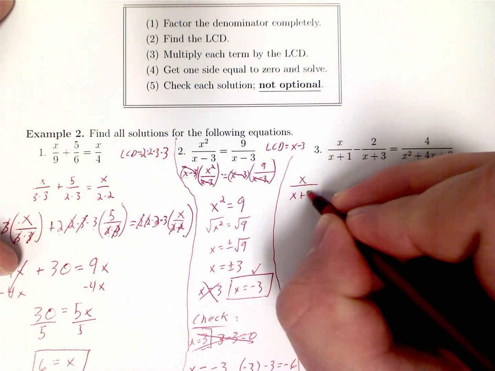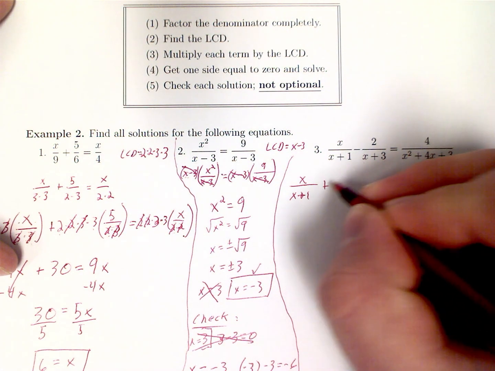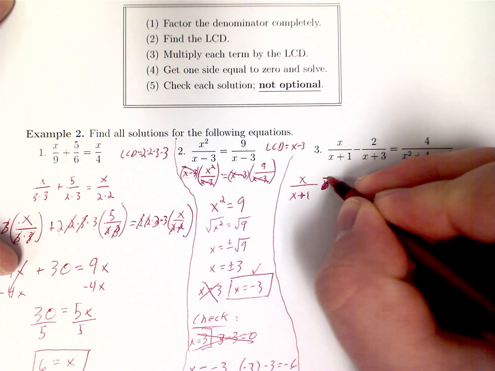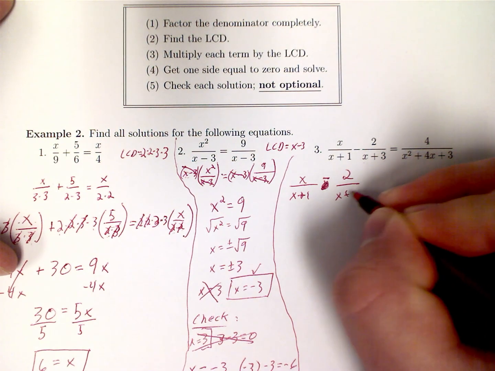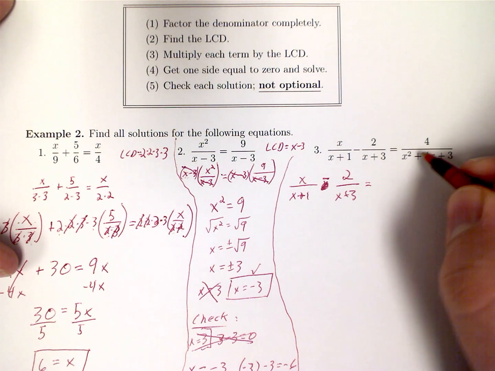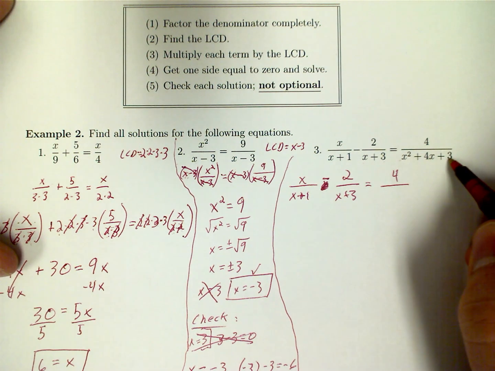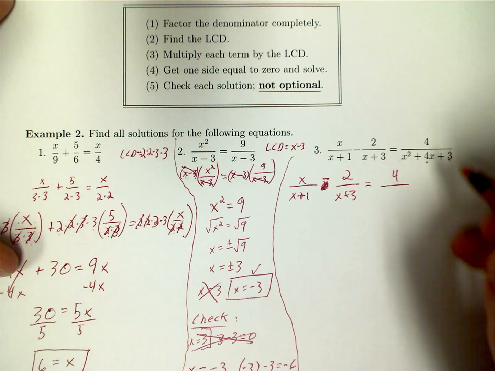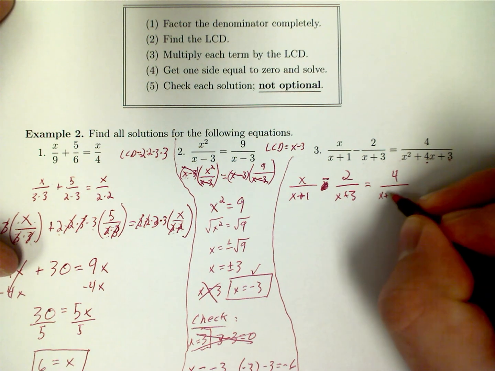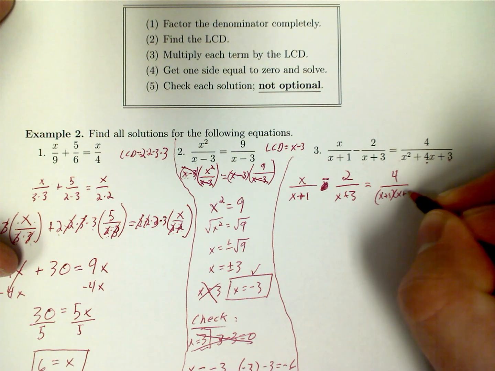this last one. So I'm going to rewrite this. So minus 2 over x plus 3 equals 4. So since there's no a, what are two numbers that multiply to be 3, that add to be 4? Well, 1 and 3. So x plus 1 times x plus 3.